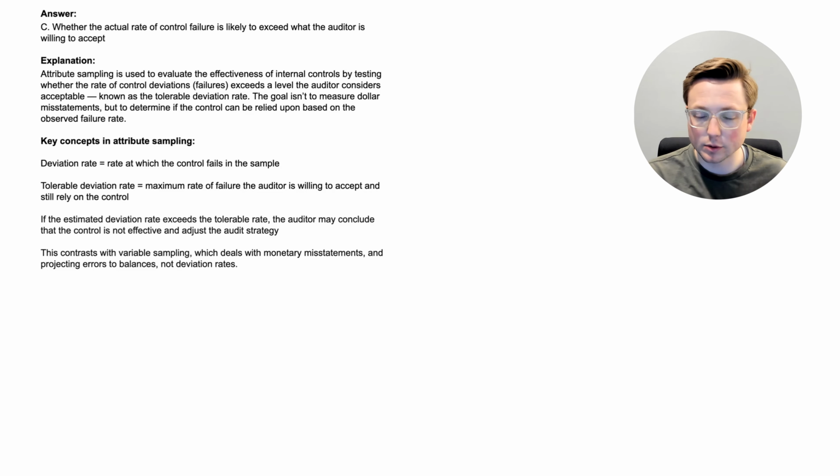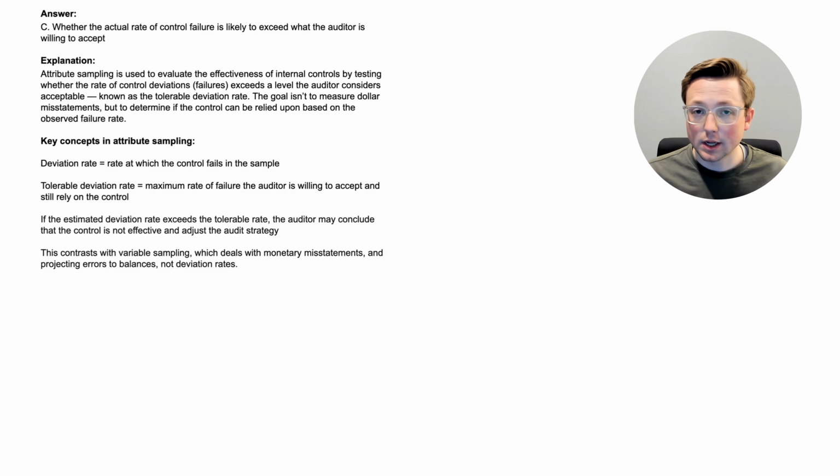So essentially the tolerable deviation rate, in very simple terms, is how much error the auditor is willing to accept in the sample. The goal isn't to measure dollar misstatements, but to determine if the control can be relied upon based on the observed failure rate. So they're using attribute sampling to see if the failure rate is low enough for them to be able to rely on the control.